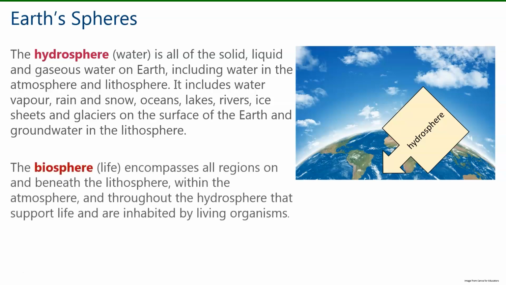The biosphere, or life, encompasses all regions on and beneath the lithosphere, within the atmosphere, and throughout the hydrosphere that support life and are inhabited by living organisms. In our diagram, you can see the arrows pointing to the green area on the continent. This indicates plant life, and it's the biosphere.